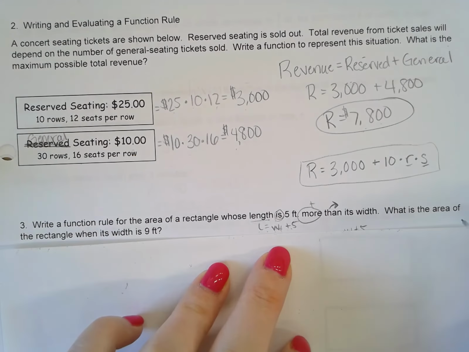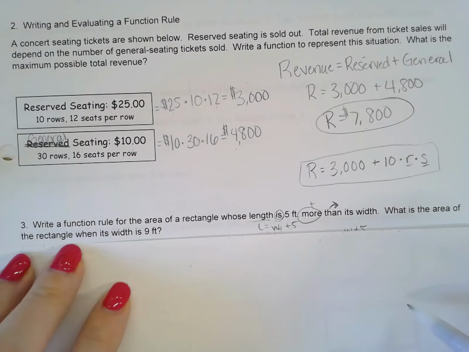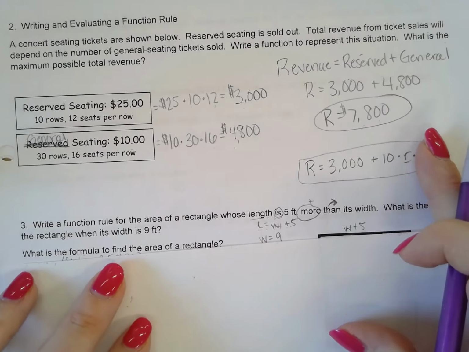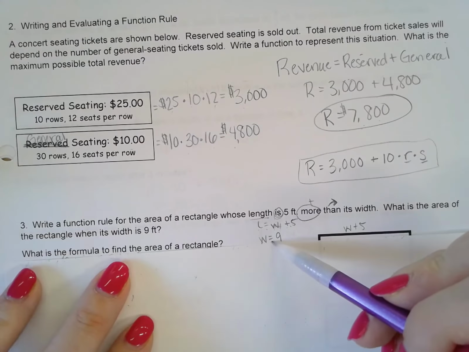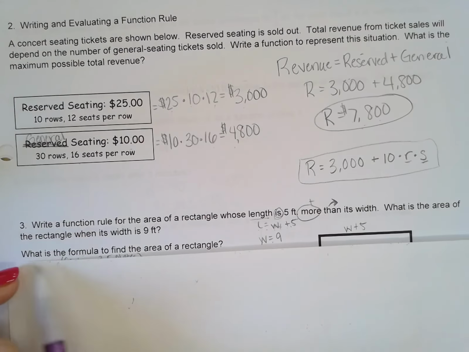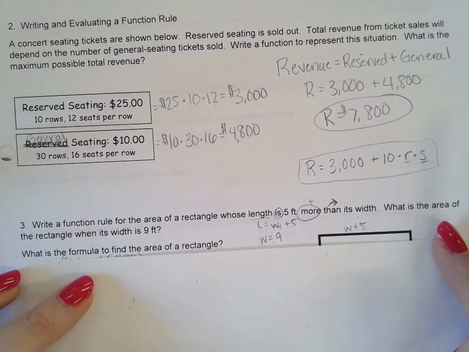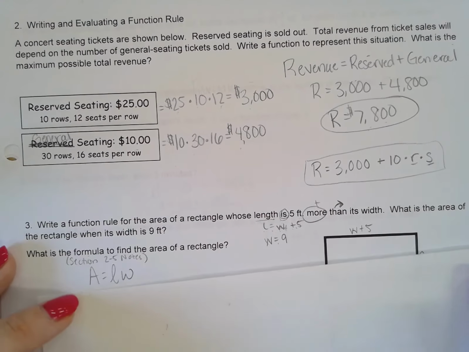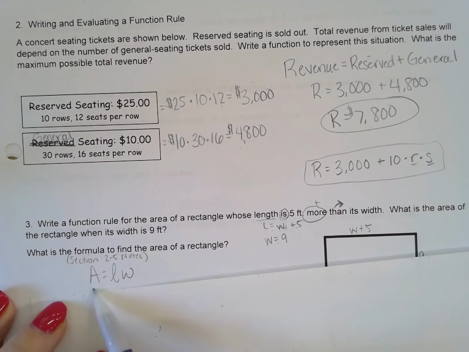What is the area of the rectangle when its width is 9 feet? So I know that the width is 9 feet, so W equals 9. So here it says, what is the formula for the area of a rectangle? If you cannot remember this, it's in section 2.5 notes. That's where you will find all your formulas for things like this. So if I look back, my area formula is length times width.